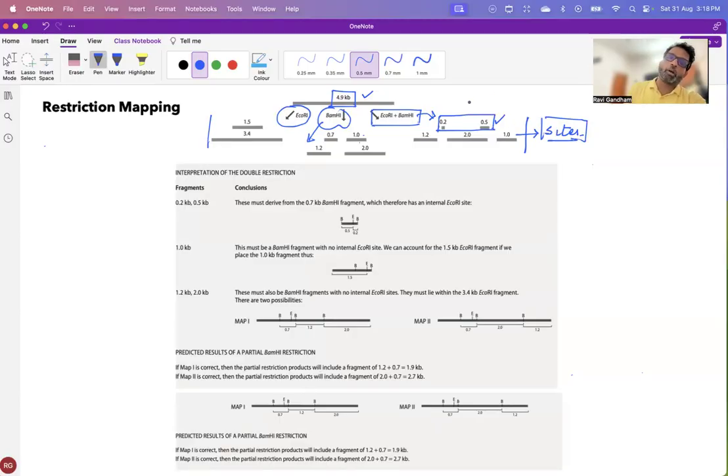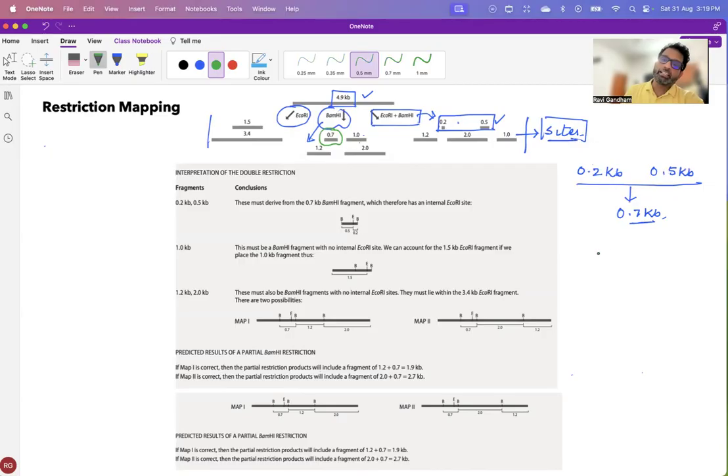So here we consider 0.2 and 0.5 kb together, and we first have a look at whether the sum of this 0.2 and 0.5 is present. This is 0.2 kb first and a 0.5 kb first. We'll check whether we have the sum of these two fragments present in either of the individual digests of BamH1 and EcoR1. Now let us see. Yes, it is present in the individual digest of 0.7 kb. So what does this indicate?